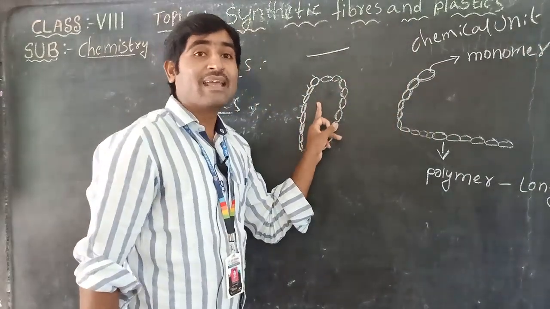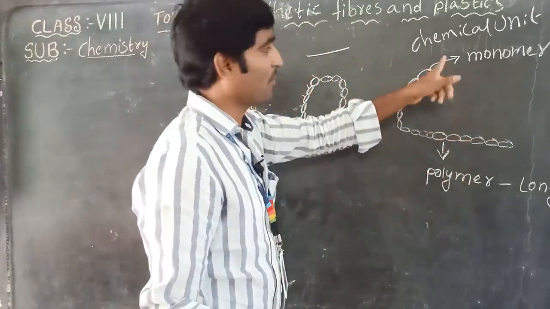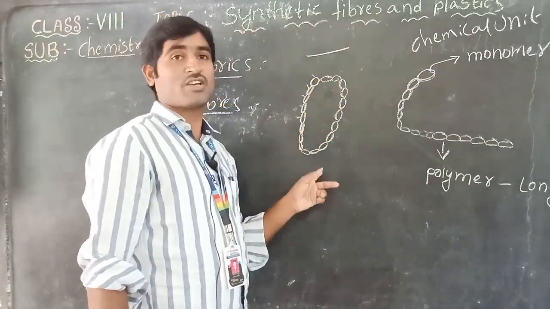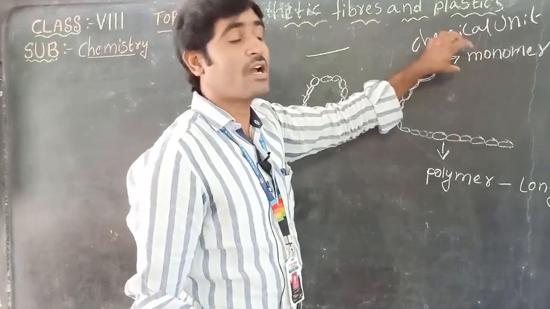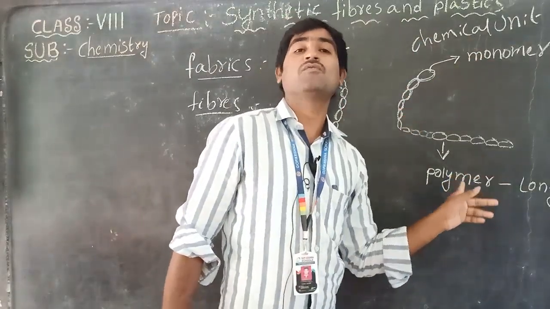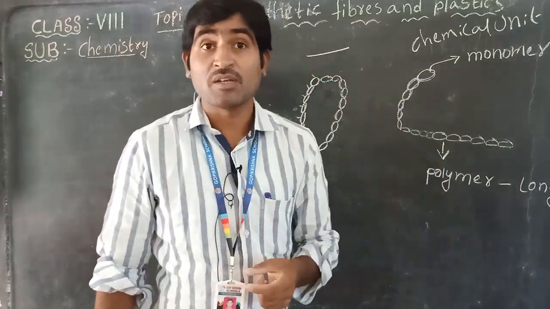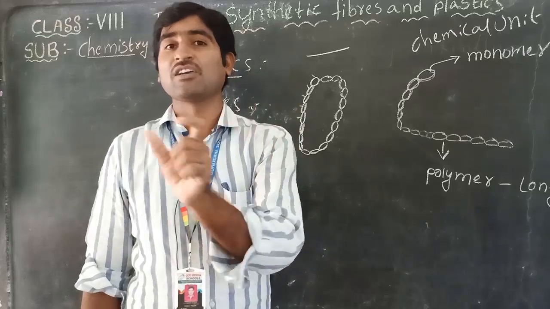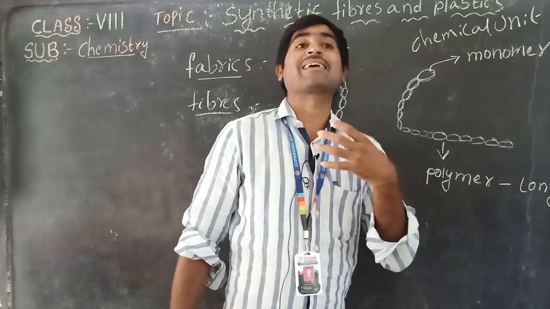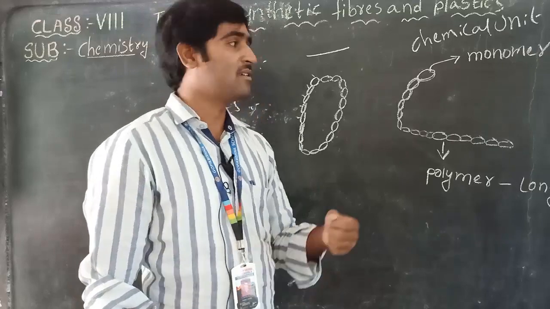Just as a necklace contains beads, synthetic fiber may contain polymers. By the joining of these beads, one long chain is formed. Like that, monomers also join each other and form one long chain, which is called polymer. Like this, synthetic fibers are made. By the joining of polymers, we can prepare synthetic cloths or synthetic articles. Understood, children? Yes.